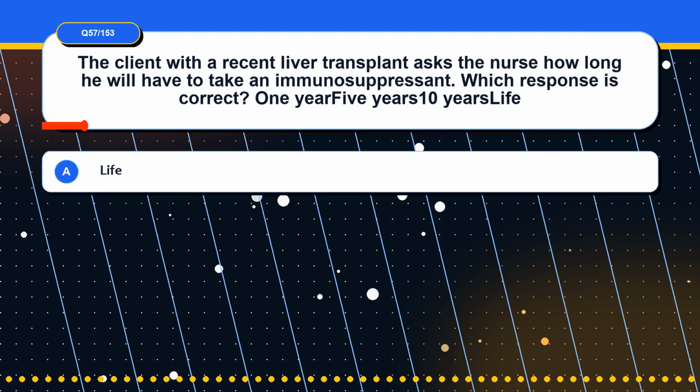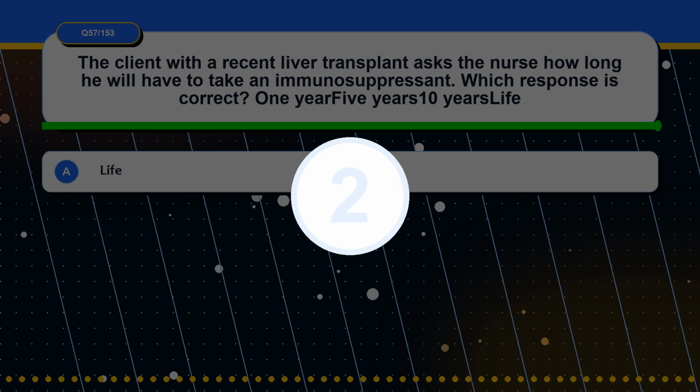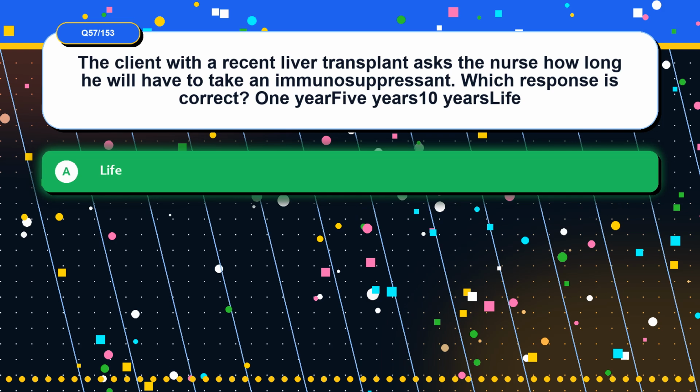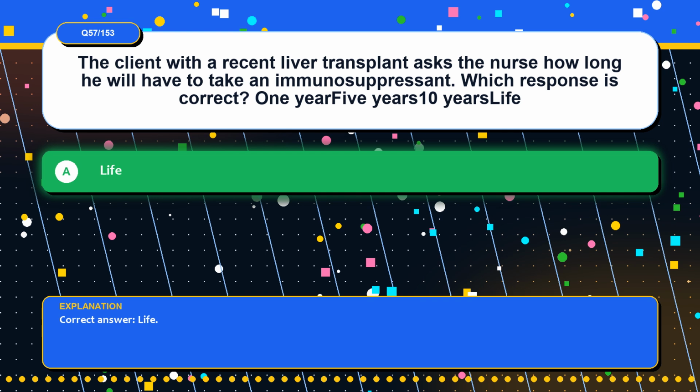Question 57. The client with a recent liver transplant asks the nurse how long he will have to take an immunosuppressant. Which response is correct? 1 year, 5 years, 10 years, life. Here are the options. Option A, life. The correct answer is option A, life.